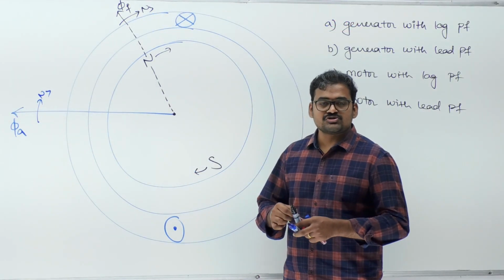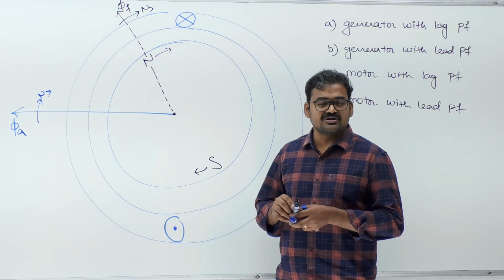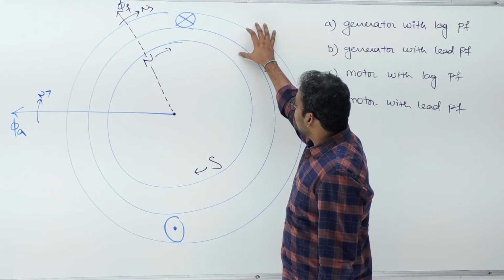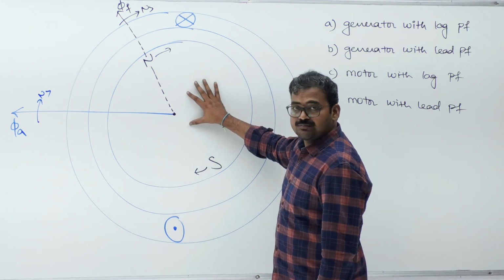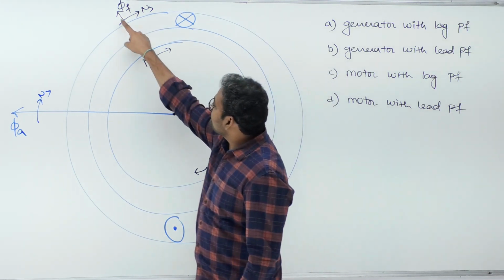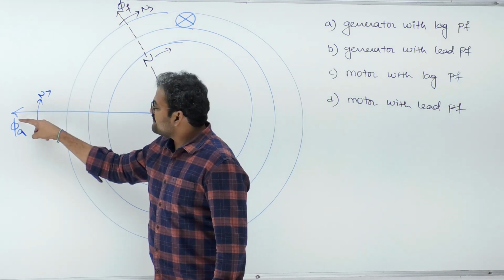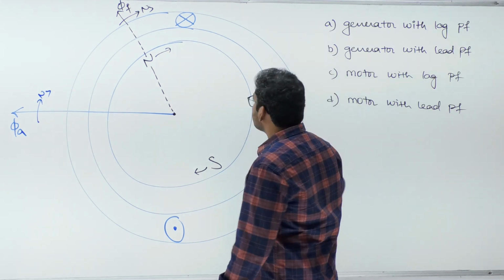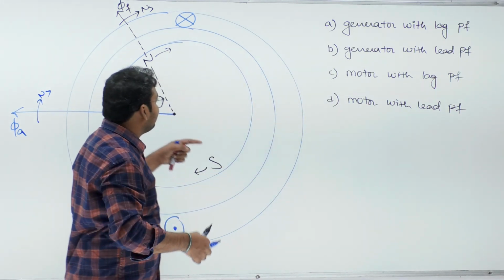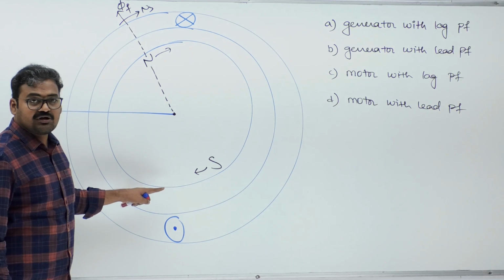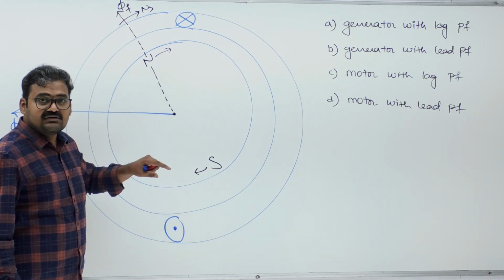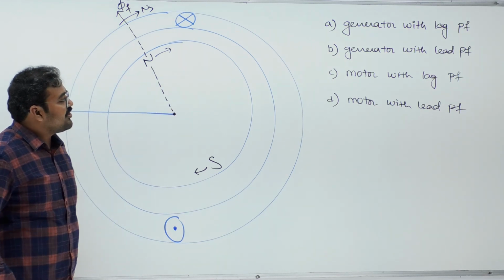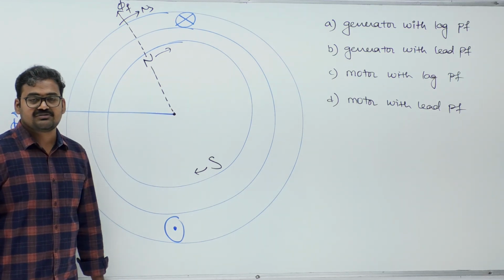Now let us try to solve a simple question based on armature reaction, that too a physical diagram. Look at this diagram. Stator is shown, rotor is shown, and the main field flux direction is given, armature flux direction is also given. Now there are four options given. You need to identify first whether this machine is a generator or motor. Once you understand the type of the machine, then you have to examine whether it is a leading power factor condition or lagging power factor condition.